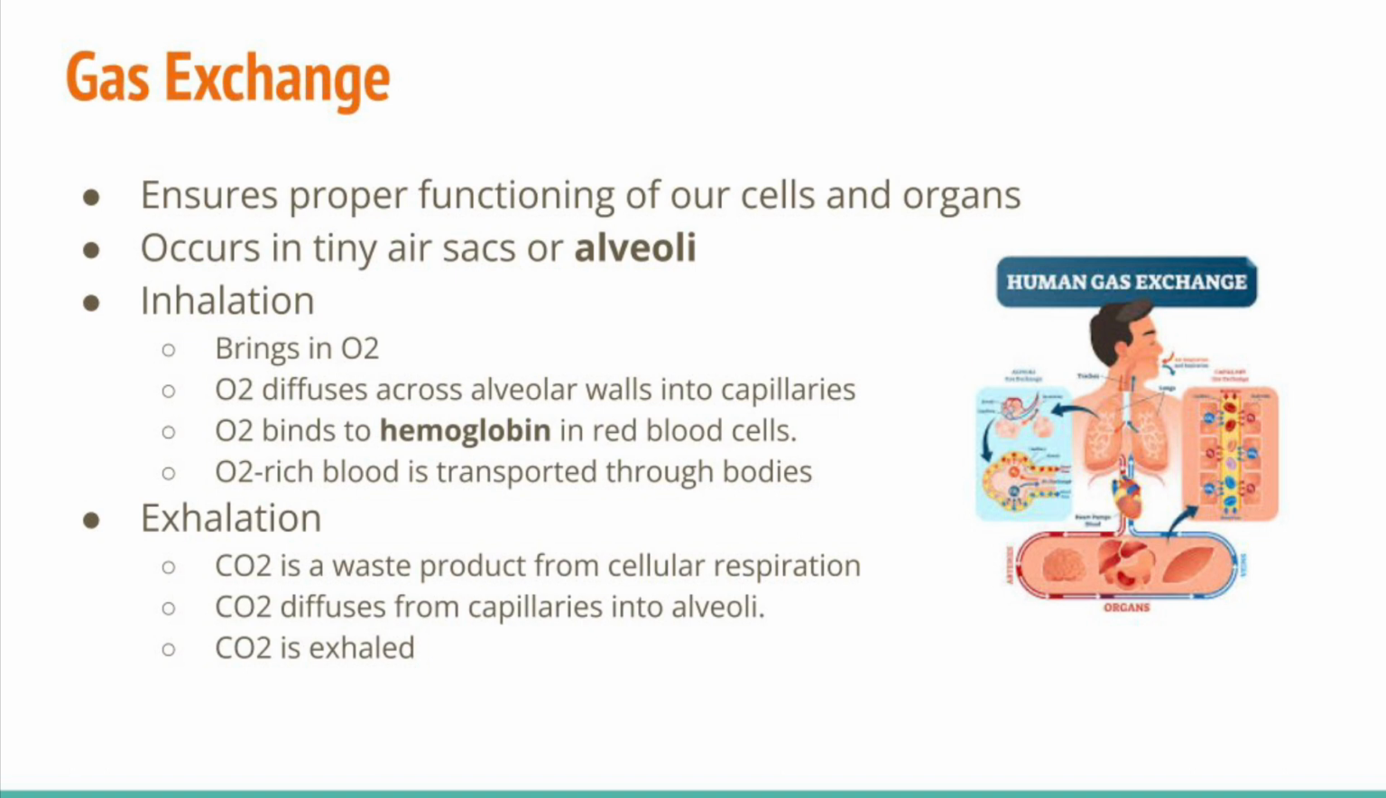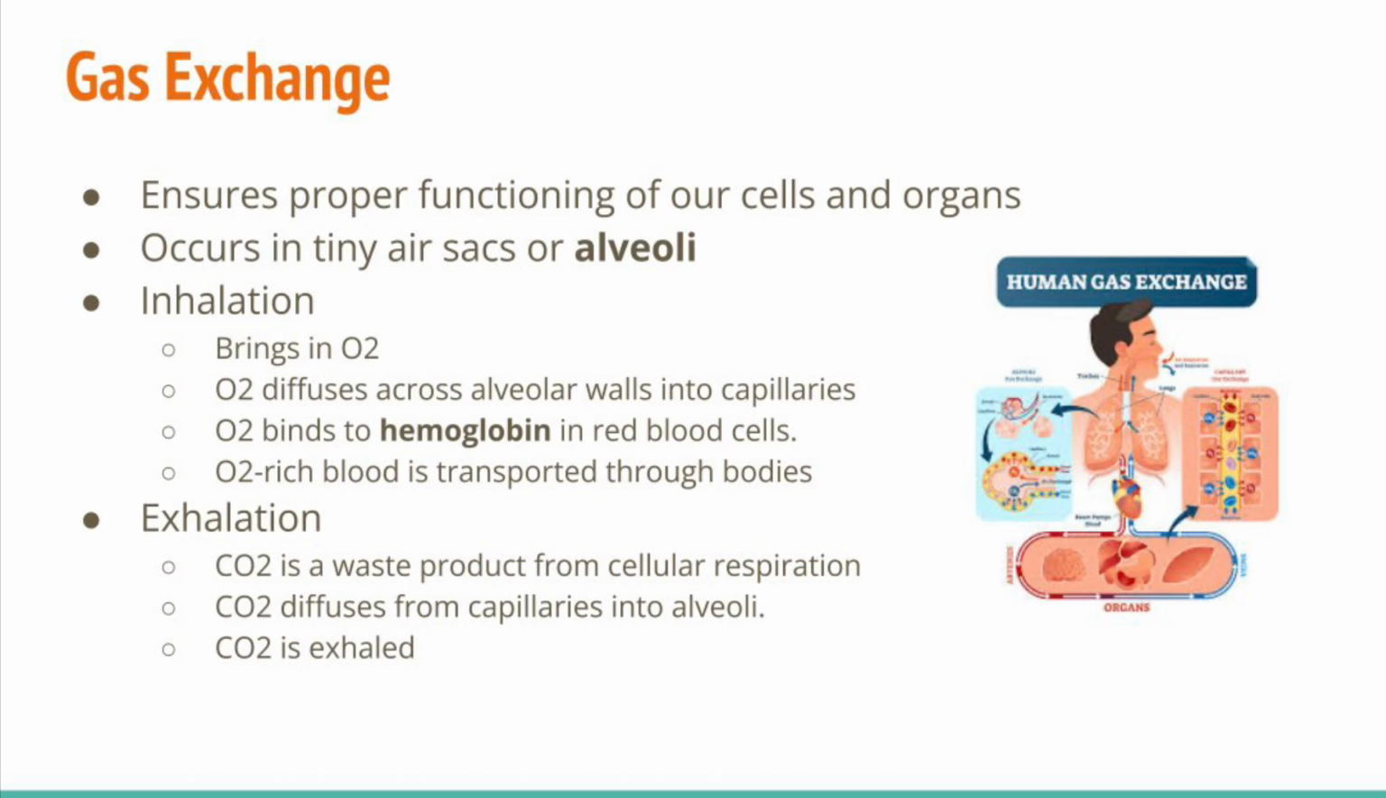Gas exchange in the human body is a vital process that ensures the proper functioning of our cells and organs. It primarily occurs in the lungs, where oxygen from the air is taken in and carbon dioxide, a waste product, is removed. When we breathe in, air enters the respiratory system through the nose or mouth and travels down the trachea. The trachea branches into smaller tubes called bronchi, which further divide into even smaller tubes called bronchioles. At the end of these bronchioles are tiny air sacs called alveoli.